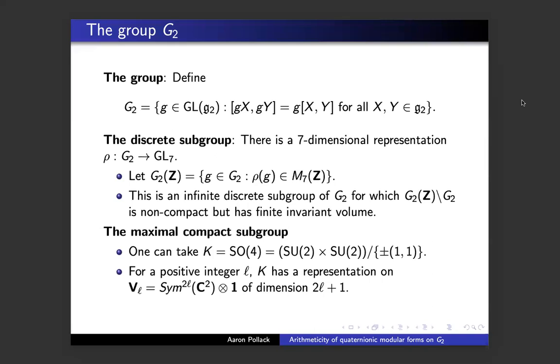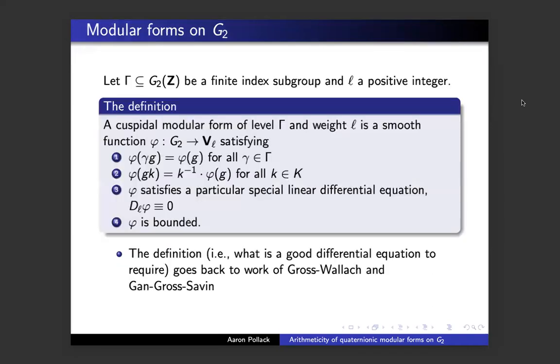Okay, so we have all the data now to discuss modular forms on G2. I've set up the group, the arithmetic subgroup, and K, the maximal compact subgroup, and representations of K, specific ones that I'm interested in. So here's a definition of modular forms on G2, roughly, which is basically a repeat of what I had earlier in the talk for general modular forms on a general semi-simple Lie group.